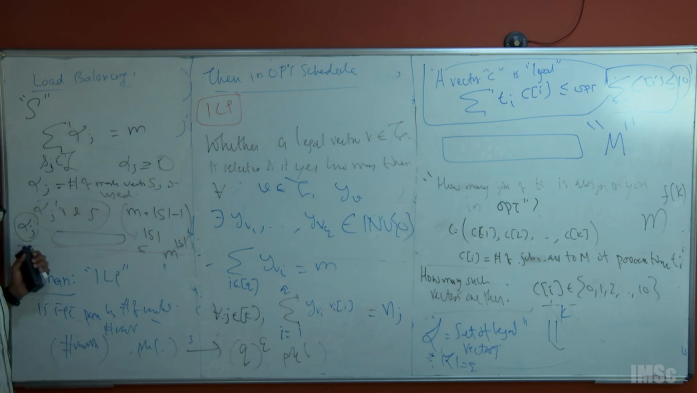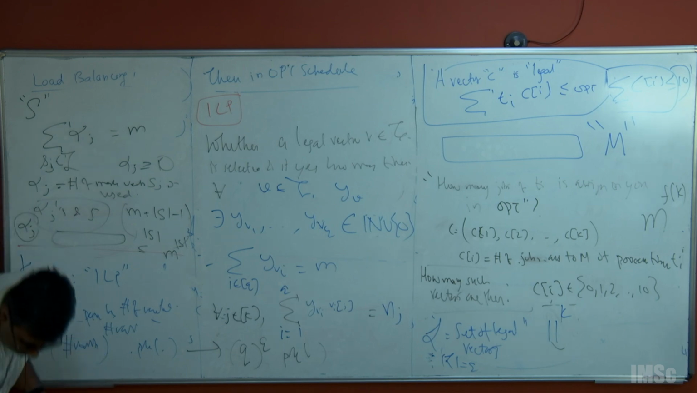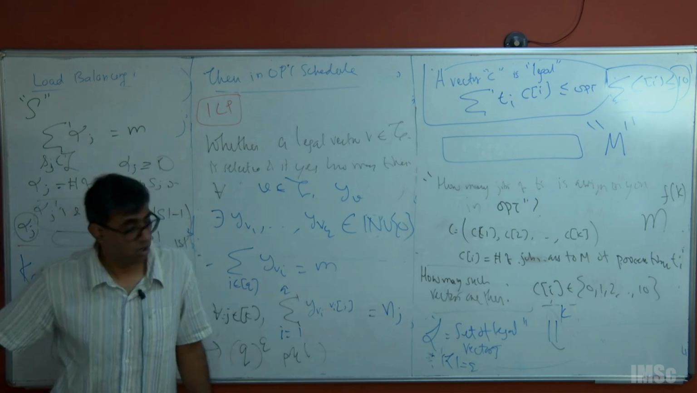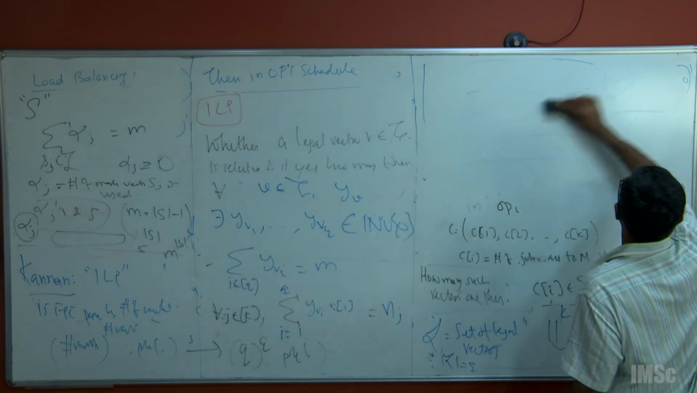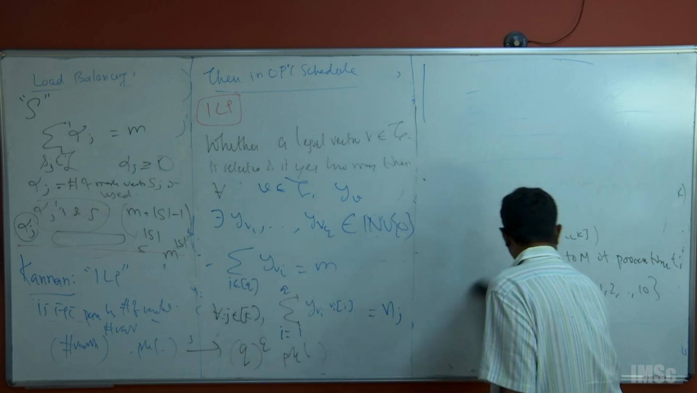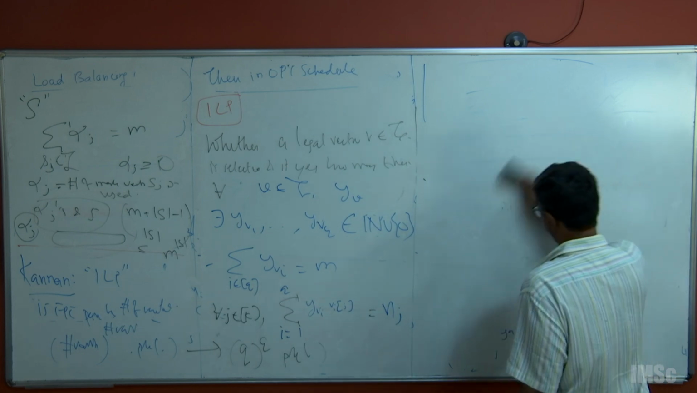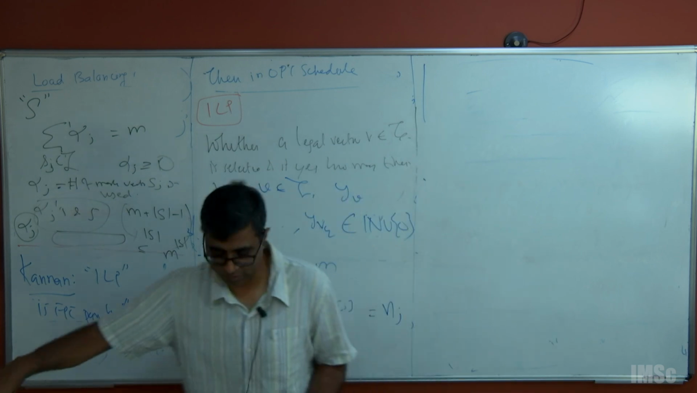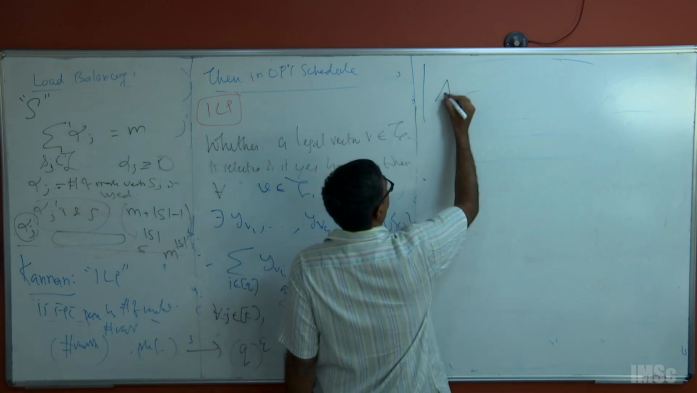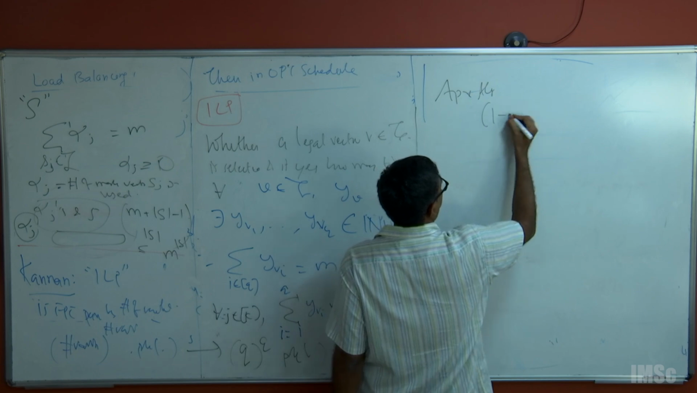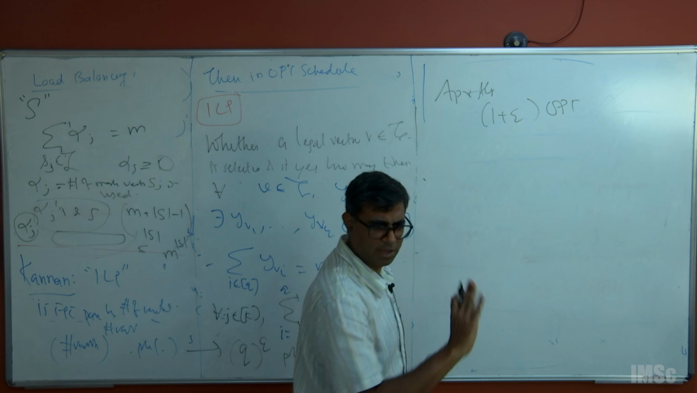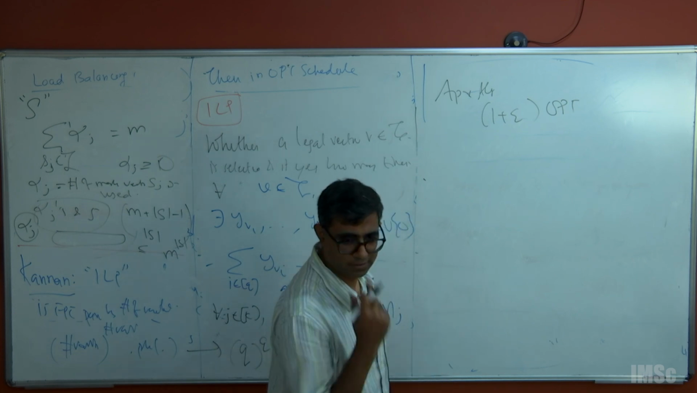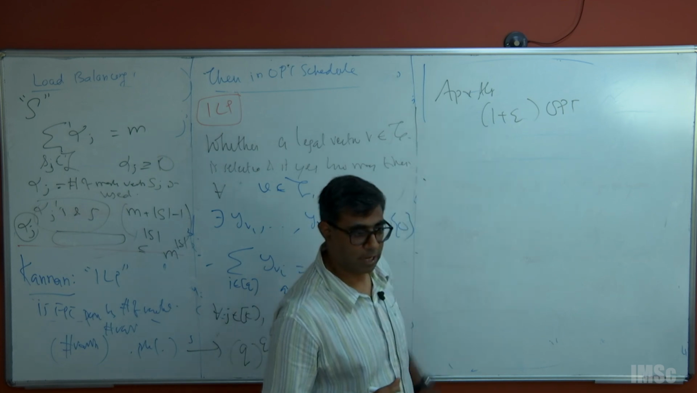So, we were looking for a 1 plus epsilon algorithm. We wanted to make an algorithm with approximation ratio. My goal was to design an approximation algorithm with ratio 1 plus epsilon times opt. I'm very far away from my goal at this point of time, but I'm almost there.